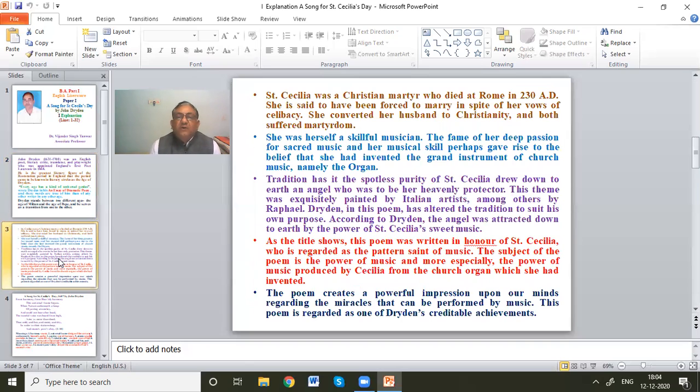Saint Cecilia was a Christian martyr who died at Rome in 230 AD, when she sacrificed her life for the sake of Christian religion. She is said to have been forced to marry in spite of her vows of celibacy. Celibacy means remaining unmarried and serving the society, but she was compelled to get married. She converted her husband to Christianity and both suffered martyrdom.